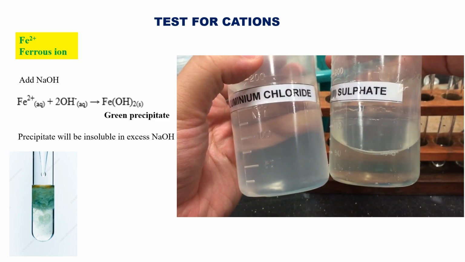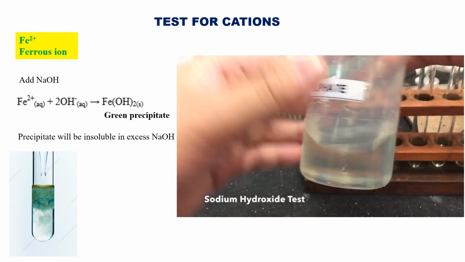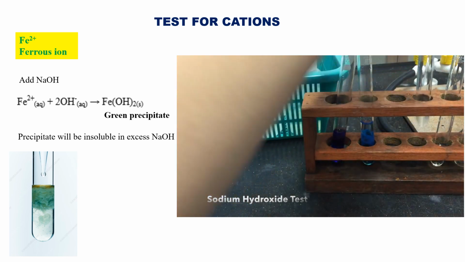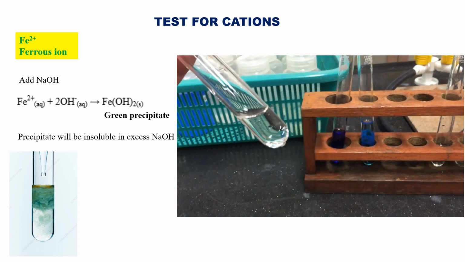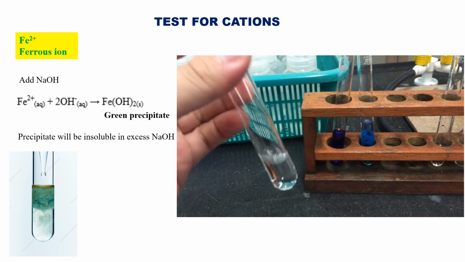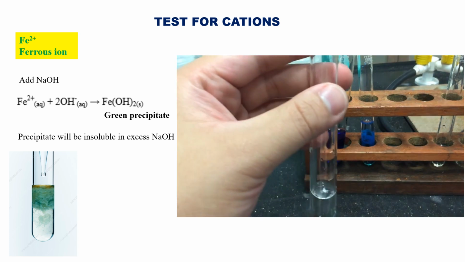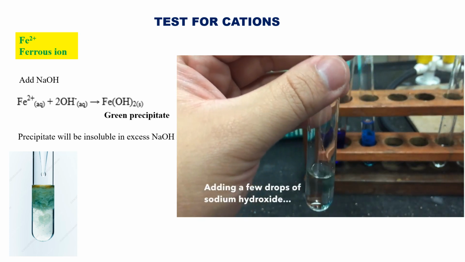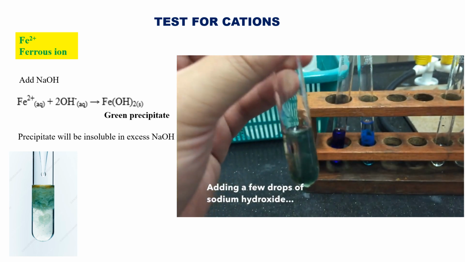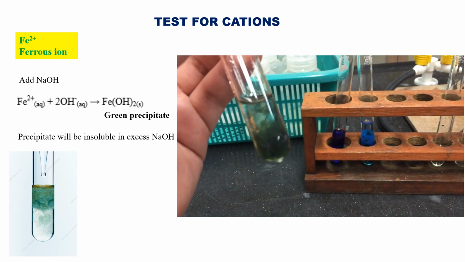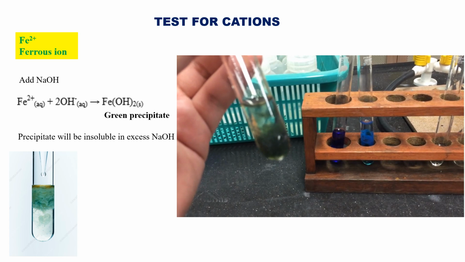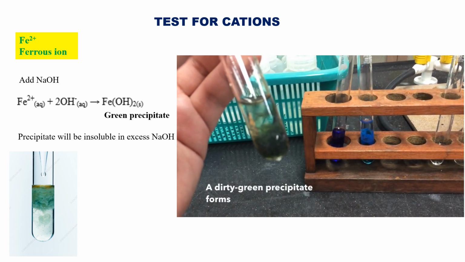First off, we may use the sodium hydroxide test to test for the presence of iron(II) ions. To a small sample of the solution, add a few drops of sodium hydroxide solution. You will notice that a dirty green precipitate forms immediately.